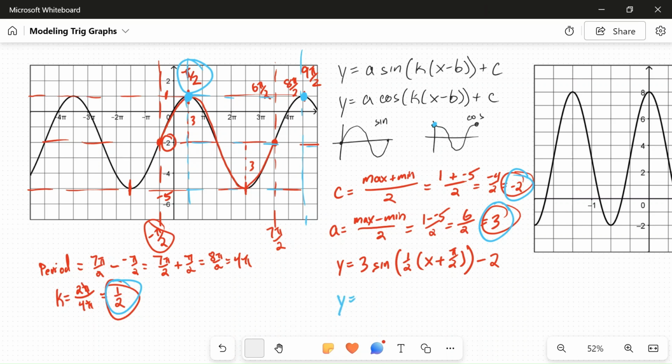So if I wanted to write cosine, it still has an amplitude of 3. The curve hasn't changed. It's cosine now. The period is still the same, so we're going to have a half x. So where does the graph start? It starts at a positive pi over 2. So I'm going to have x minus pi over 2, and then minus 2. Okay, so these are just two options. Again, the answers can vary depending on where you want to draw your box.